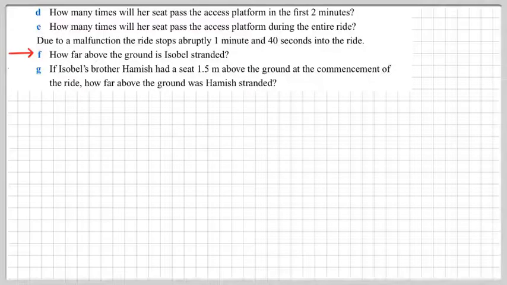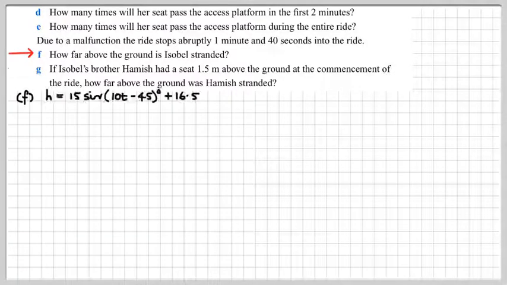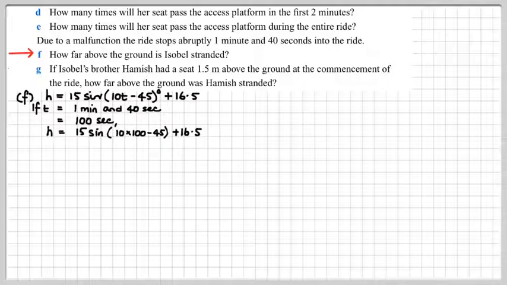Right, this is the fire brigade. Poor Isabel, she's screaming so loudly we can't hear ourselves think here. How far above the ground is she stranded after 1 minute and 40 seconds? Well, I think that's 60 plus 40 is 100 seconds, so we just plug that into the formula for Isabel, and we'll see how far the poor darling is above ground, screaming her lungs out. And there it is, 100 seconds, and there she be.